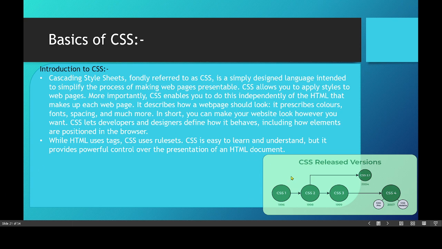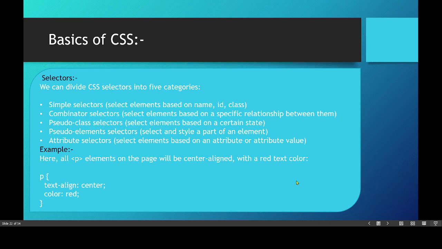Here are the versions of CSS. CSS1 was developed in 1996, and CSS2 was developed in 1998, and version 2.1 was developed in 2004, and CSS3 was developed in 1999, but we are using only the CSS3 version.